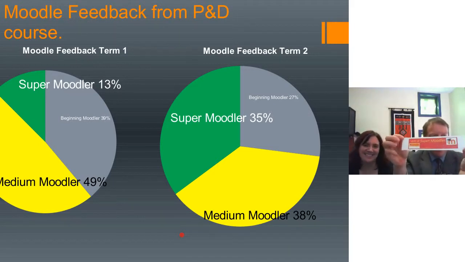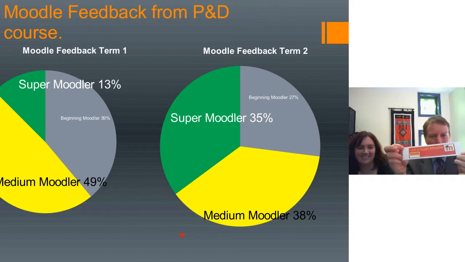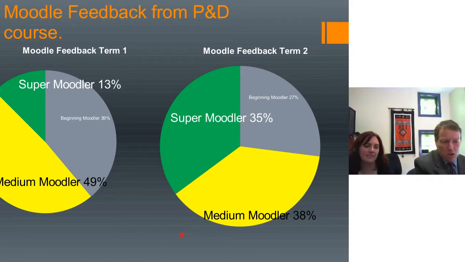Sticker. Here's the thing. You get one of these stickers, and it says, I am a super Moodler. We thought it was a bit of a silly idea at the time, but it's actually been really, really effective. This is the paper version of a badge. We're looking at badges now in our Moodle course.